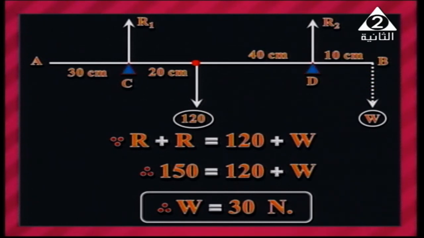What is the value of R1 plus R2? 150. Why? Because R1 equals R2 and each one equals 75. Then W equals what? 150 minus 120 must equal 30 Newton. Then, my dear student, this example is very important to find the unknown tension at C or at D, and the unknown W, the weight of another body suspended at point B. We use two equations in equilibrium. The first equation, the forces up equal forces down, or the sum of forces equals 0. After that, we use the moment about C to find the value of R2. The other one takes moment about D to find the value of R1.